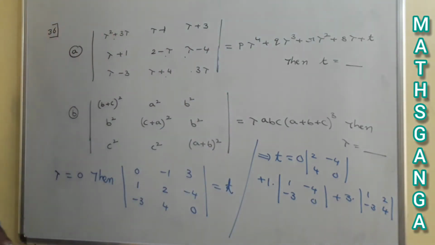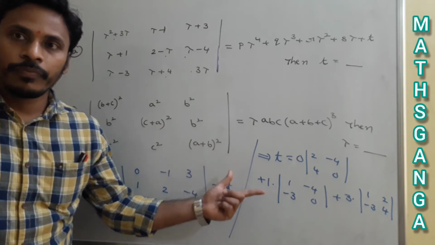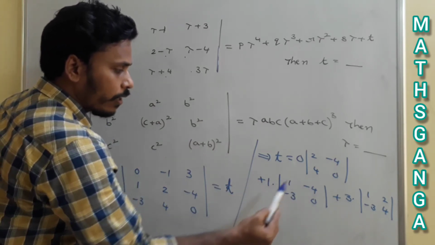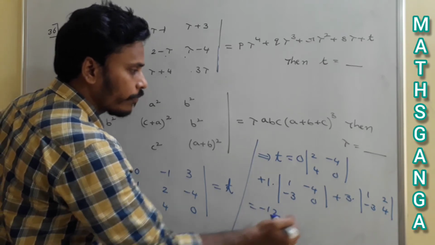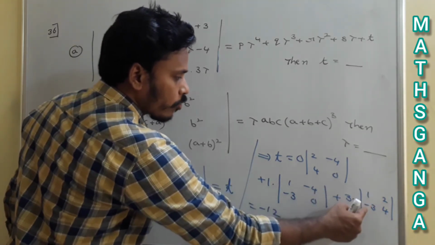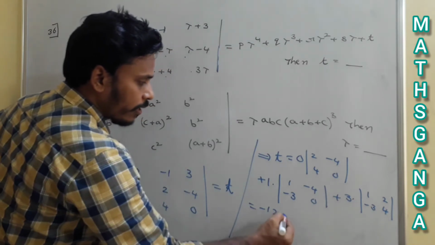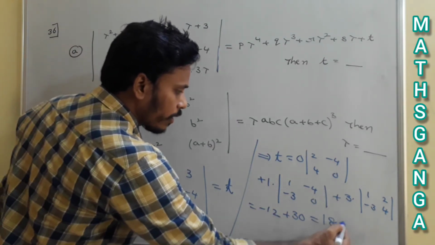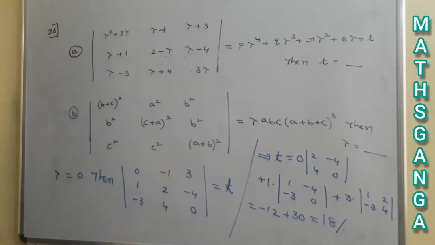And we need to simplify. So 0 into something is 0. And further if you simplify here, 0 minus 12. So you will get that this is minus 12. And from there, 4 minus of minus, plus 6, that is 10, plus 3, 30. So into 3, right? 30 minus 12 is simply nothing but 18. And 18 is your value of t.